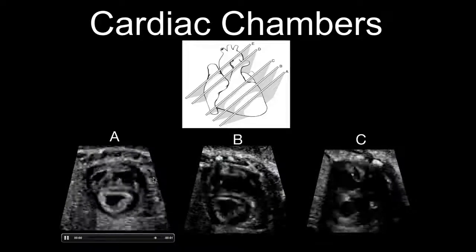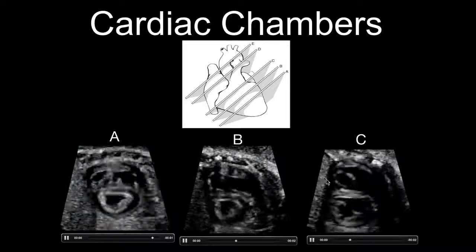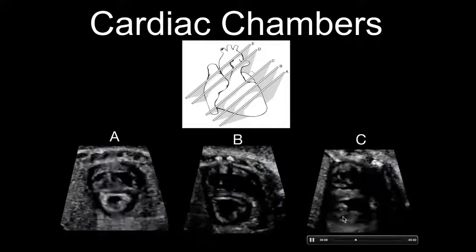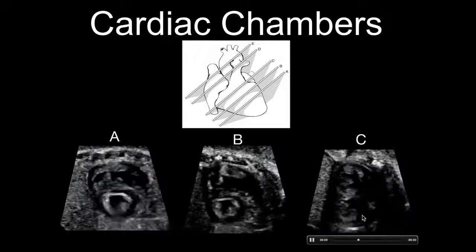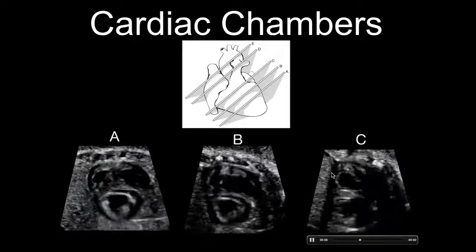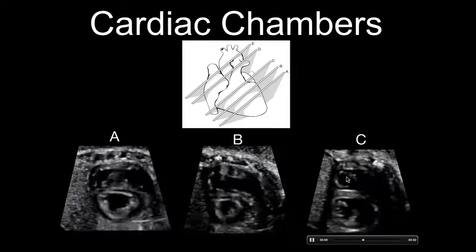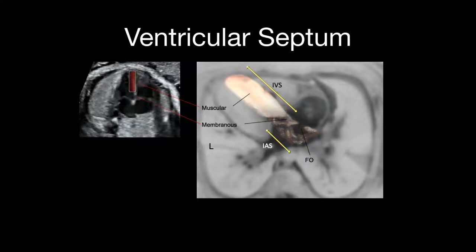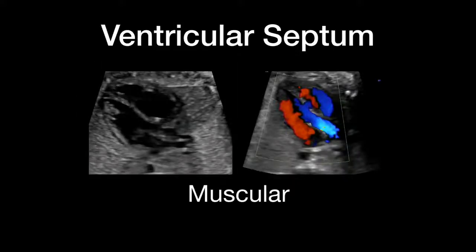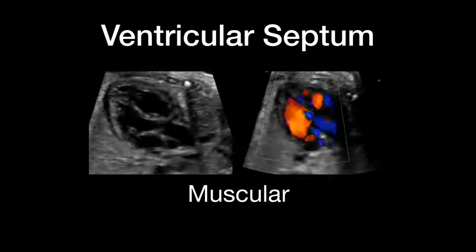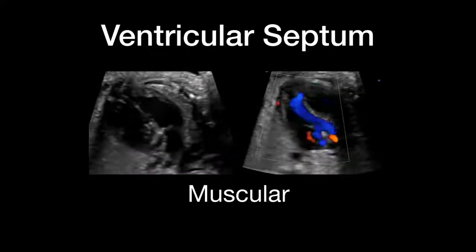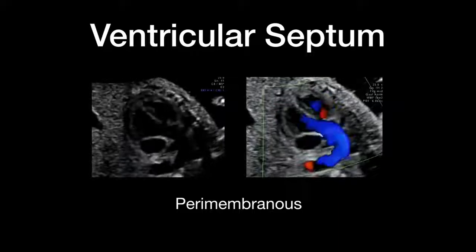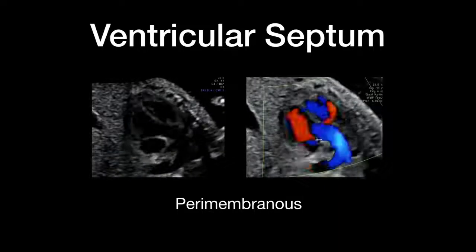Here's the right ventricle. As you move up into the valves, look that the valve of the left ventricle is mitral, which is more ellipsoid in shape, whereas the tricuspid valve is more circular in shape. In the ventricular septum, again, there's a muscular and a membranous component. We're going to have a talk on AVSD, so we'll talk about how to evaluate the septum looking at muscular or perimembranous ventricular septal defects.